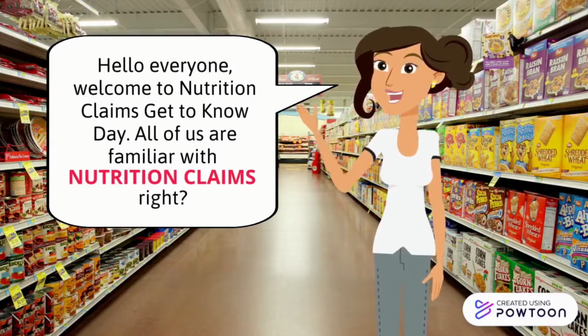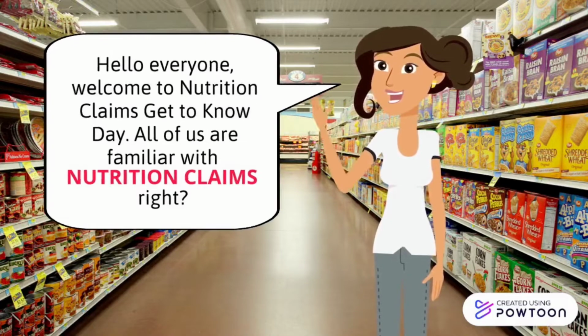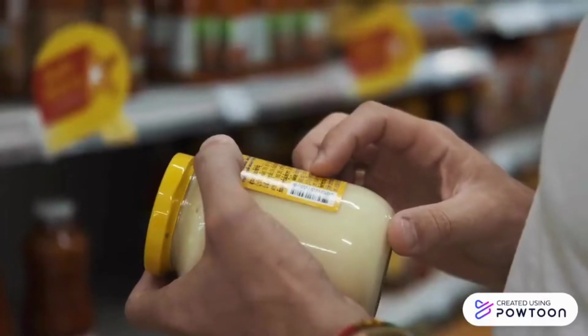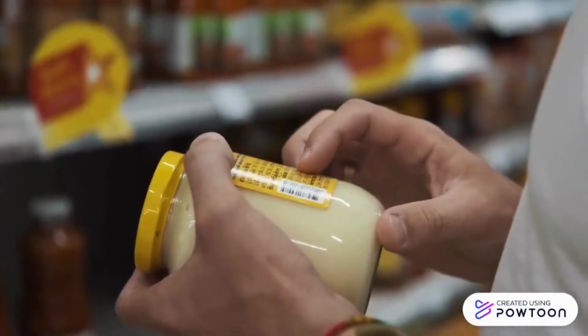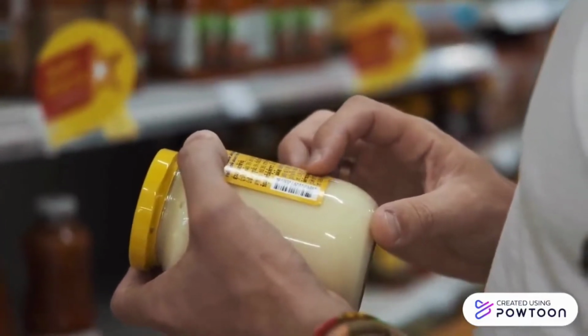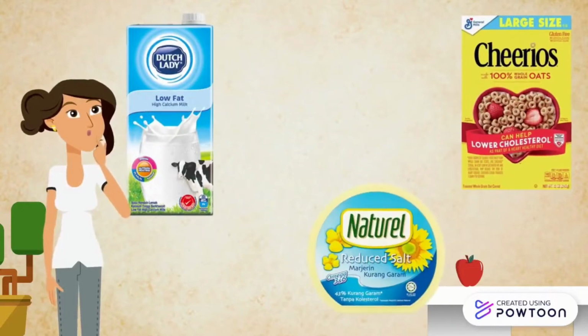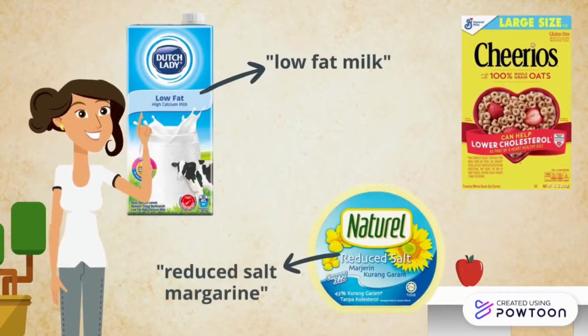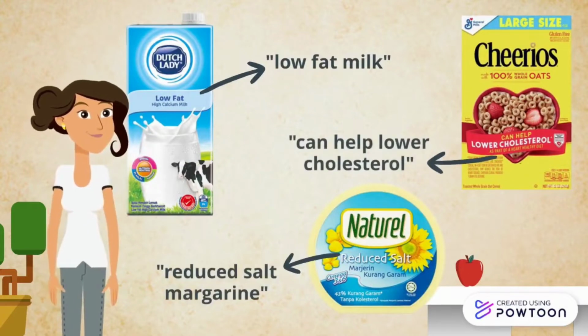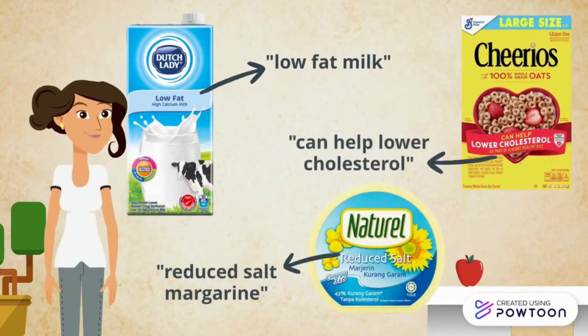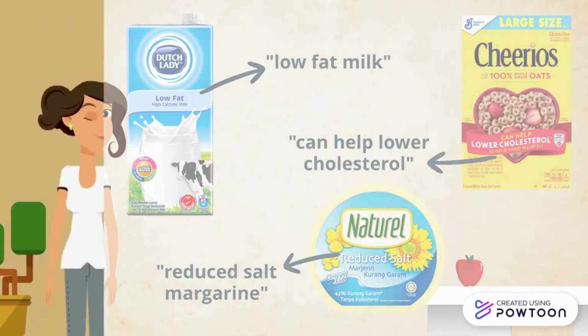All of us are familiar with nutrition claims, right? We went to the supermarket to buy some groceries and most of them are packaged food. Therefore, we can see a lot of nutrition claims stated on it, either low-fat milk, reduced salt margarine, as well as oat fiber that helps lower cholesterol on cereal food package.